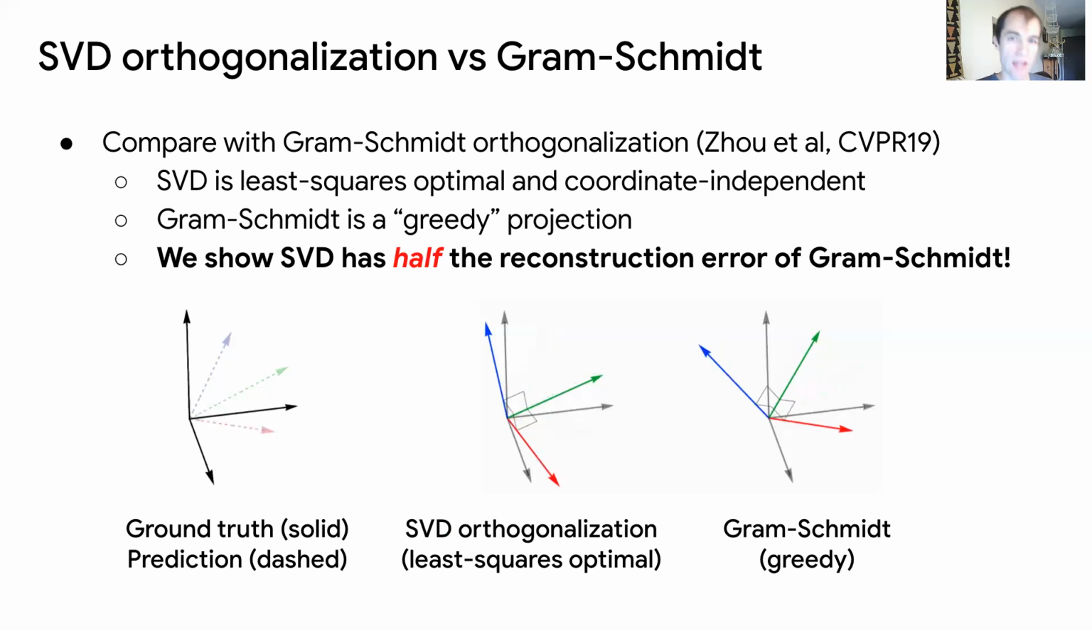Now let's compare SVD and Gram-Schmidt. Conceptually, SVD orthogonalizes a set of vectors by moving all of them to find the globally closest orthogonal matrix. By contrast, Gram-Schmidt is a greedy algorithm, and as you can see, one of the unconstrained vectors is fixed. Naturally, this leads to worse predictions on average.